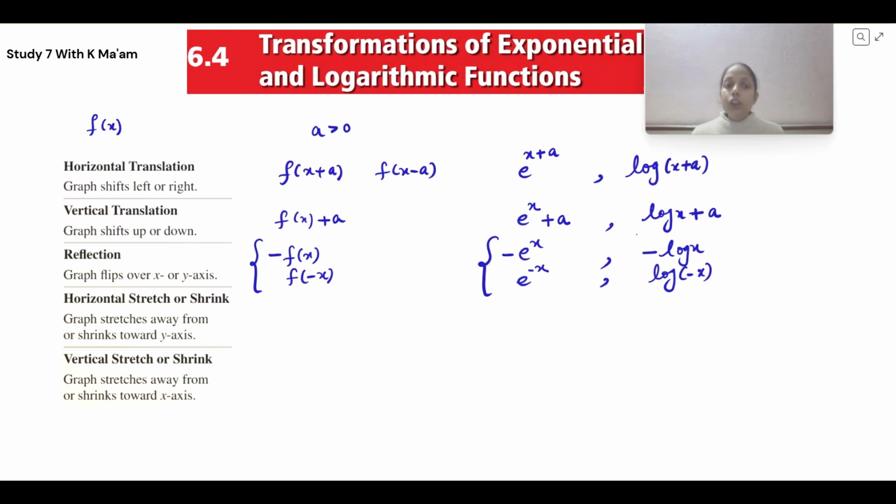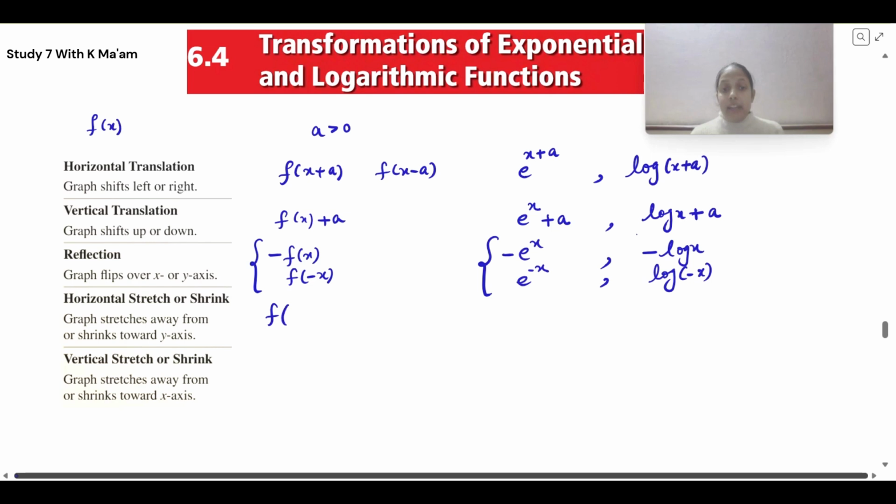Next is horizontal stretch or shrink. It is multiplied inside with the x. Horizontal is something with x. You can see, in horizontal translation, there is addition and subtraction with x. In horizontal stretch and shrink, a is multiplied with x. So e power ax and log of ax. For the exponential, I am choosing e power, but it can be anything: 2 power x, 3 power x, 5 power x, half power x. I am taking just a simple example.